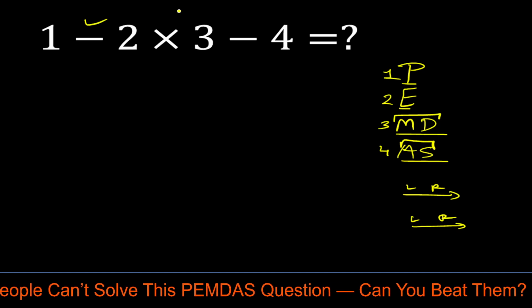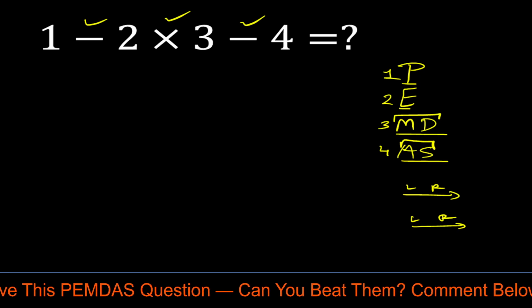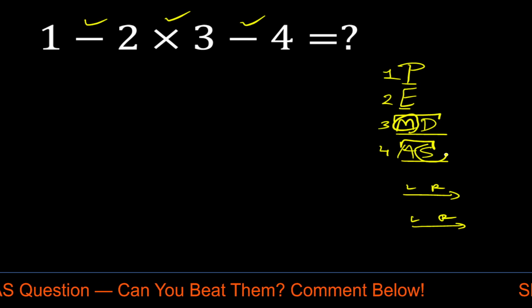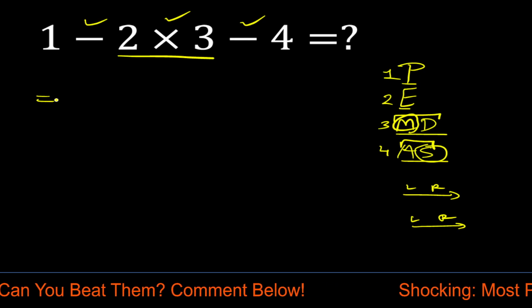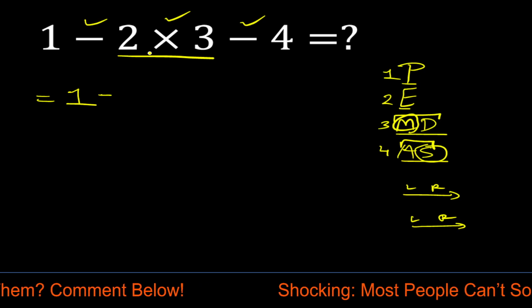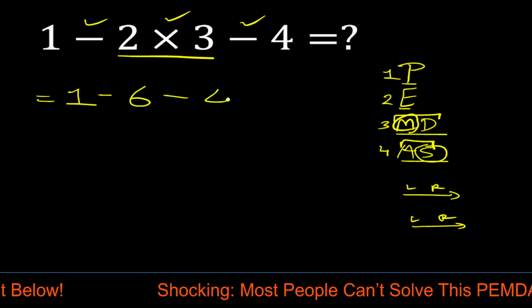So in this question, here we have subtraction, here multiplication, and here subtraction, right? So according to the PEMDAS rule, first we have to solve multiplication, then we have to solve subtraction, right? So first we have to solve this multiplication. So 1 minus, now solve this multiplication first. 2 times 3 is equal to 6 minus 4.